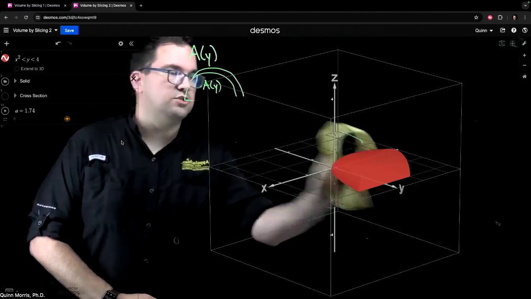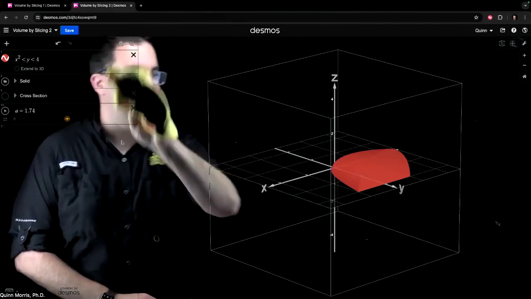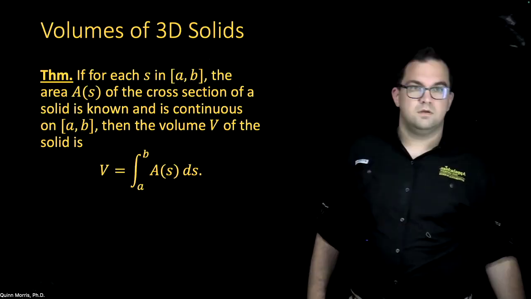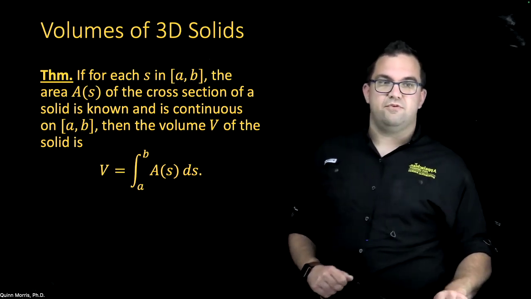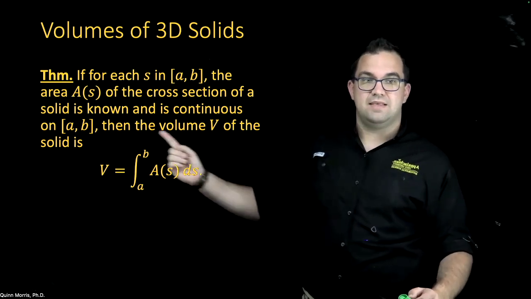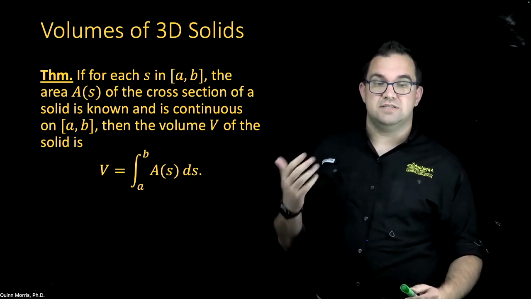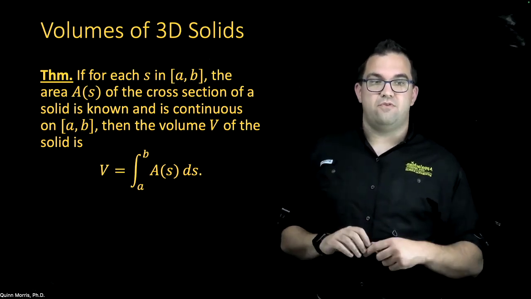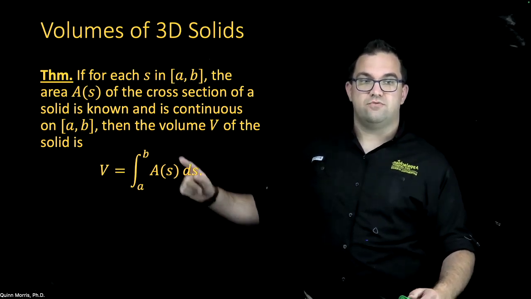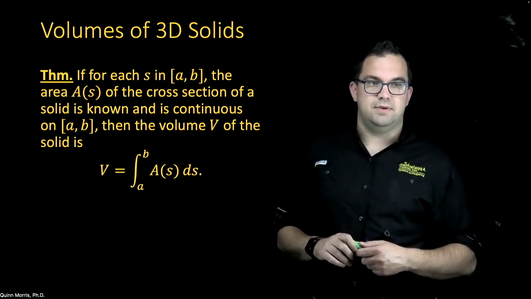All right, let's now switch back over to the slides to summarize this main idea before we proceed to look at some specific examples. So in summary, if for each S value in some interval AB, I can find this cross-sectional area A of S, and if it is continuous across that interval, then the volume of the solid is found simply by integrating the range of cross-sectional areas from A to B, whatever that range happens to be.